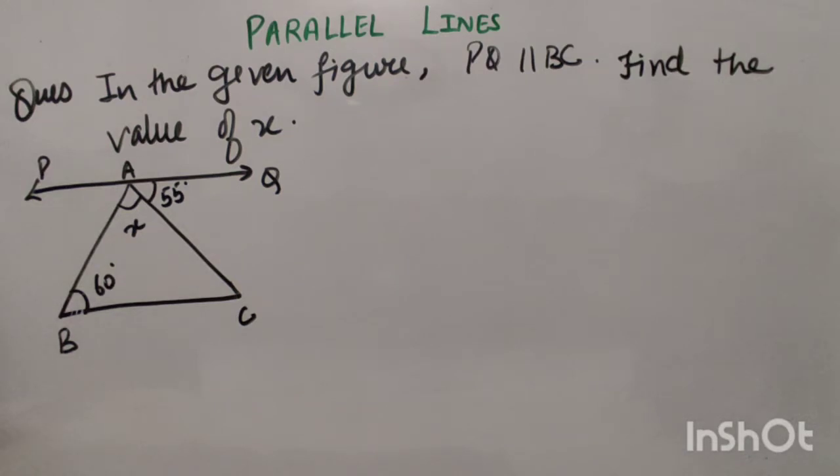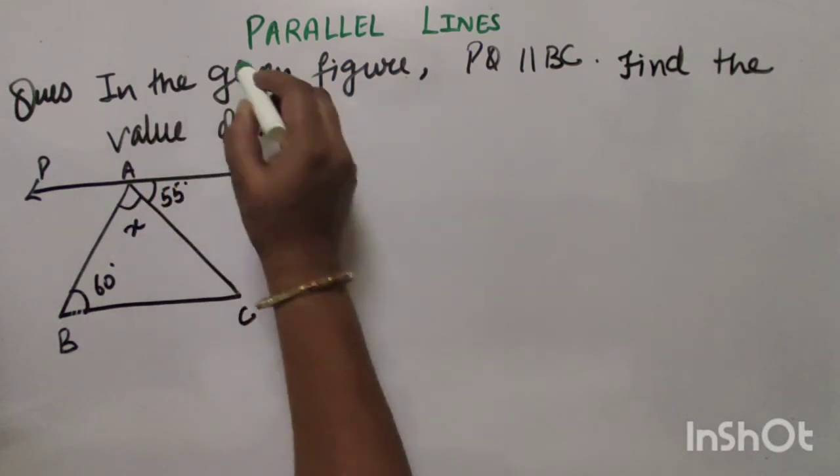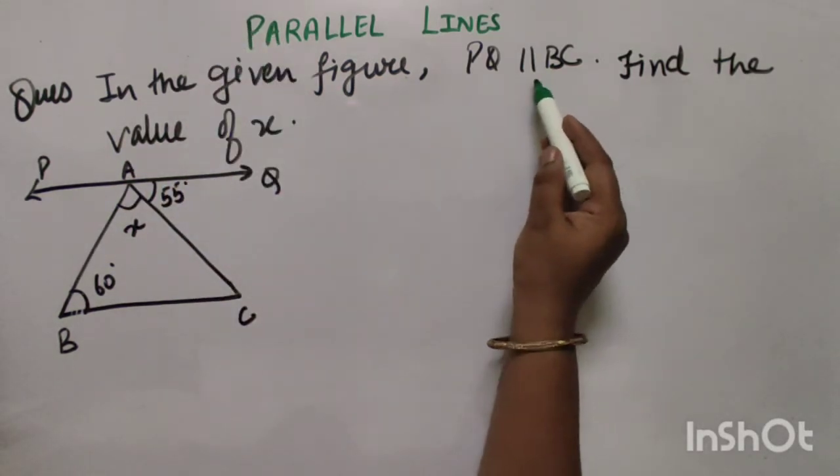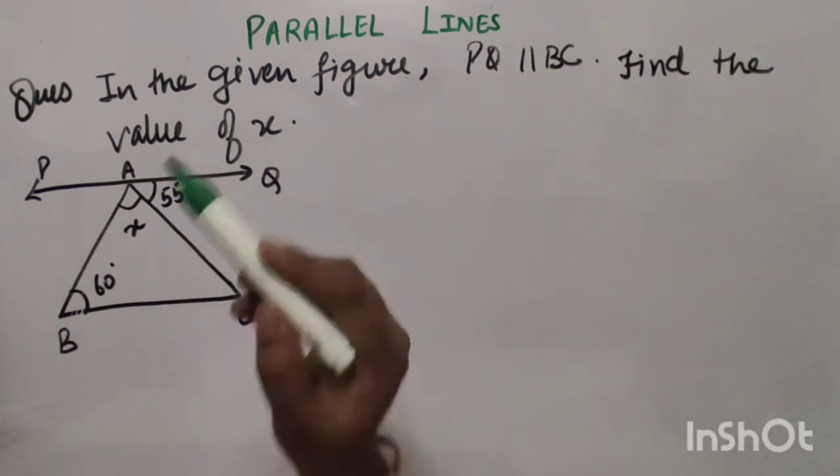Today we are going to discuss one more question from your chapter Parallel Line. So let's have a look at the question. As you can see on your screen, the question is: in the given figure, PQ is parallel to BC, find the value of X.